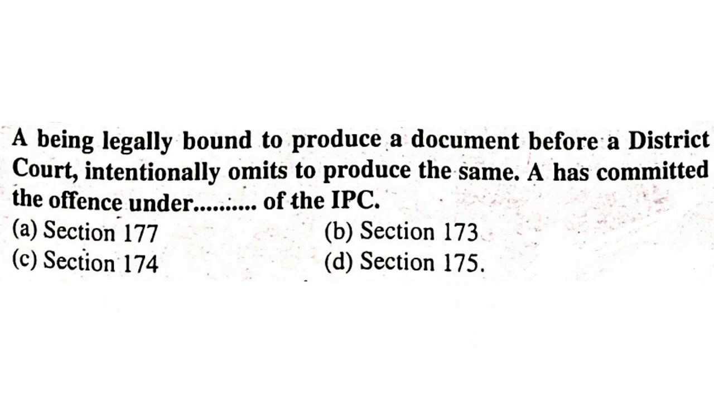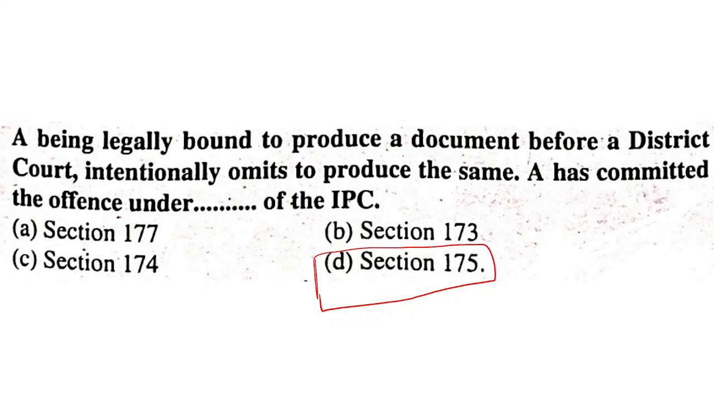A, being legally bound to produce a document before a district court, intentionally omits to produce the same. A has committed the offense under which section of the IPC? Section 177, 173, 174, or 175? It is section 175.